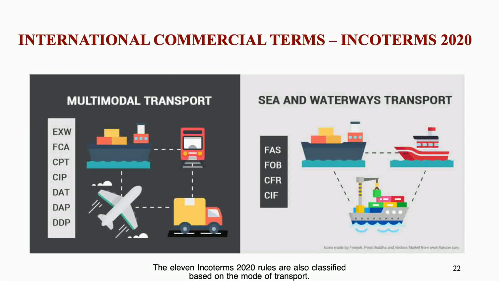The 11 Incoterms 2020 rules are also classified based on the mode of transport. We will have the rules for any mode of transport and the rules for sea and inland waterway transport only. 7 rules apply to any mode of transport: EXW, FCA, CPT, CIP, DPU, DAP, and DDP. 4 rules apply to sea and inland waterway transport modes: FAS, FOB, CFR, and CIF.